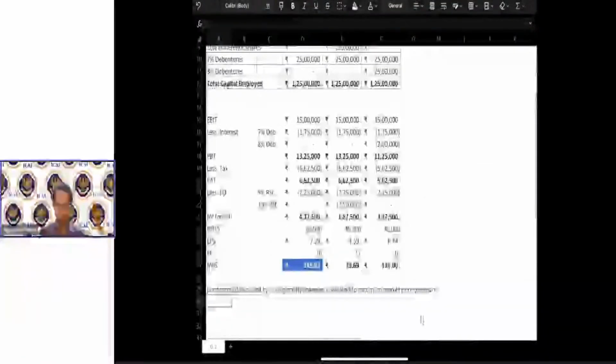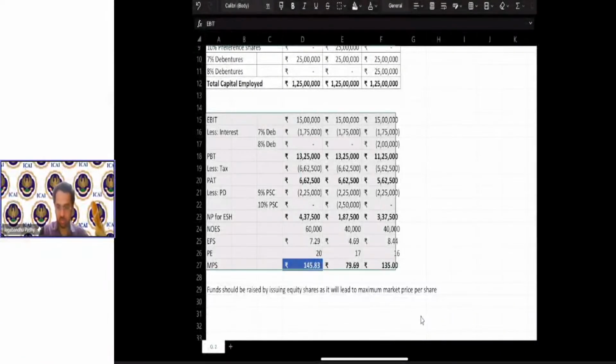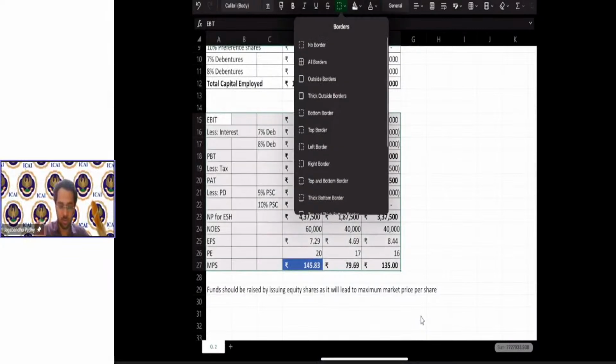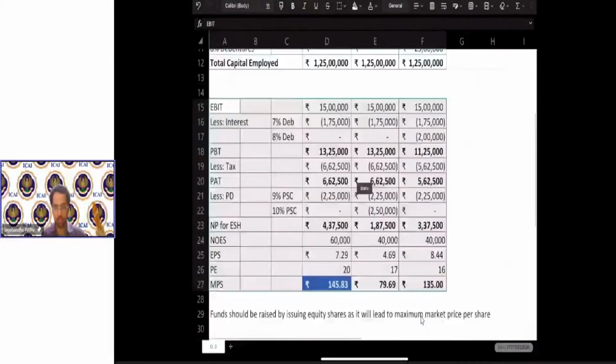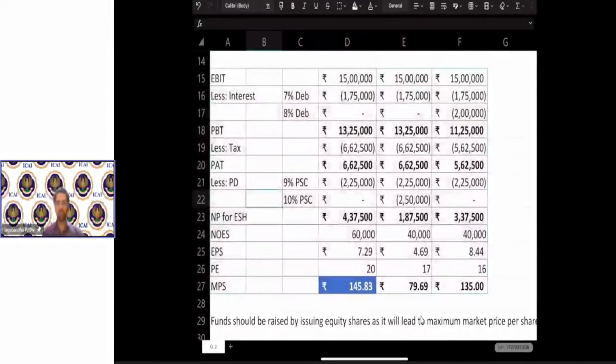Okay, so this was the next part of the question in which we're supposed to calculate the market price and decide which one is the best one for us. Is this question clear to everyone? Are we good with it? Yes or no, guys?